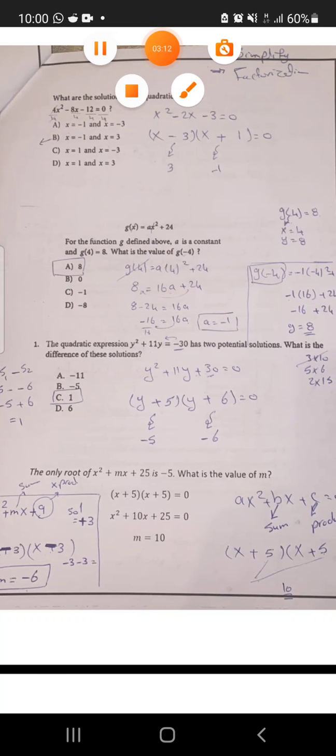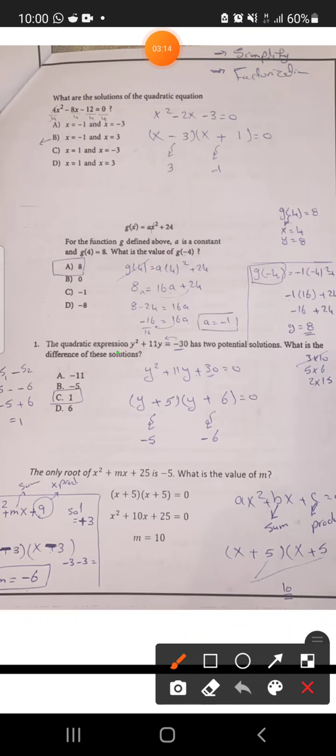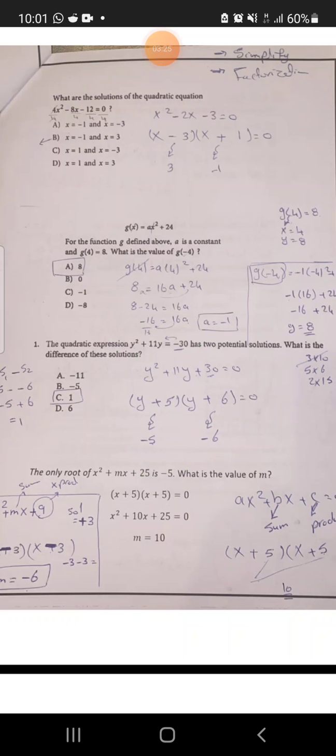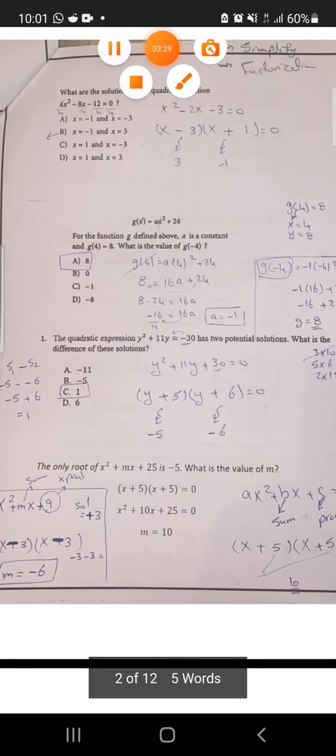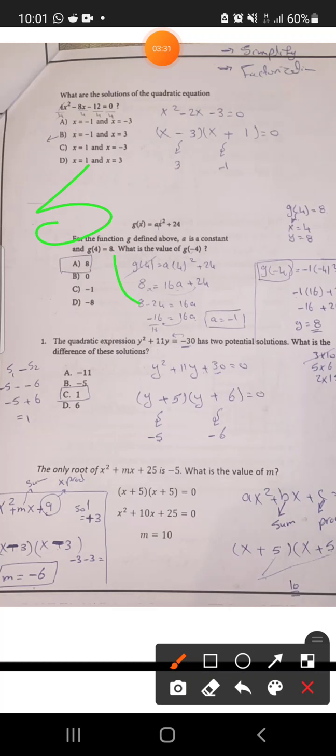Okay, what about the second one here? What does he ask for? The most important thing: don't see this question and assume he wants the solutions. No, you should read the question. What is the difference of these solutions? You want to get solution 1 and solution 2 and get the difference, which is subtraction, right?